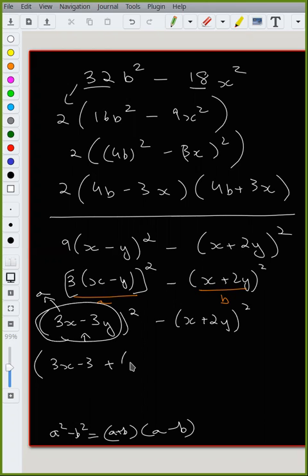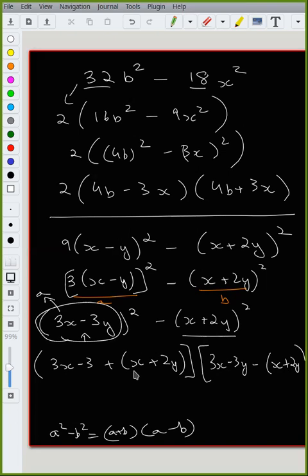So a plus x plus 2y, that'll be the first one. And the second term will be 3x minus 3y minus of some. It's a binomial. Take care to write this binomial in a bracket. Did you get this? This is a plus b, a minus b.